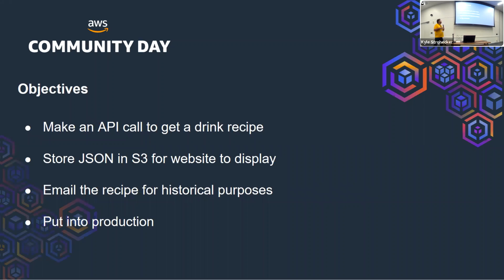So the goals are, we're going to make an API call, get that drink recipe. We're going to store that result, the JSON, right in S3, so we have it. The web page later will refer to it and display the results. We're going to email myself or whoever to say, hey, this is the recipe this week. And it also will tell me, hey, we know it's updating regularly. And then we're going to put it in production.